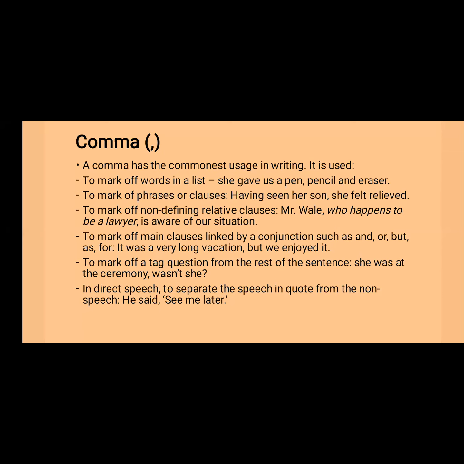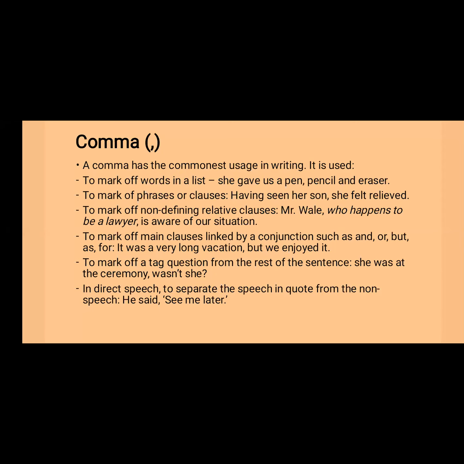We also use it to mark off non-defining relative clauses. Mr. Wale, who happens to be a lawyer, is aware of our situation. Mr. Wale wanted to give additional information about Mr. Wale. Who exactly is Mr. Wale? So Mr. Wale, who happens to be a lawyer, at least with that, we know there is additional information about Mr. Wale. Ordinarily, I could have said Mr. Wale is aware of our situation. But I want to introduce a relative clause that will provide additional information about the subject. Then I use a comma to separate that clause from the rest of the sentence. Mr. Wale, who happens to be a lawyer, is aware of our situation.